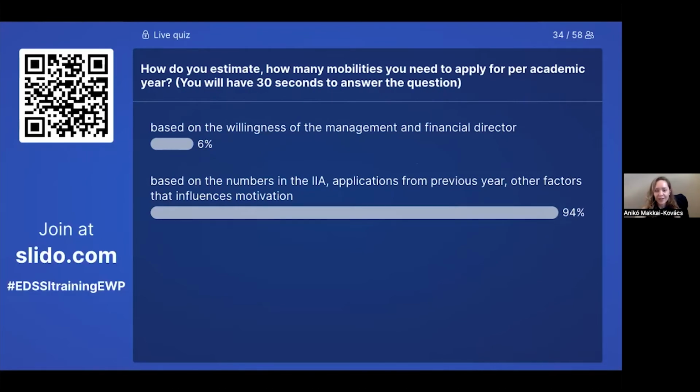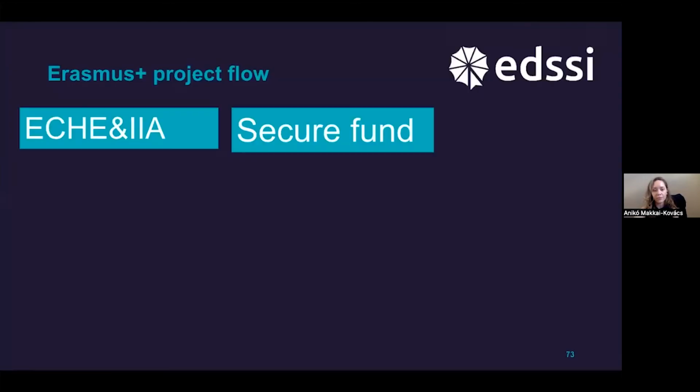Very good. Some of you respect very much the willingness of the management and the financial director, and that is also important actually. So no wrong answer here as well. But basically what you have to be sure is that you checked the numbers in the institutional agreement, that you checked the application and the motivation from the previous year.